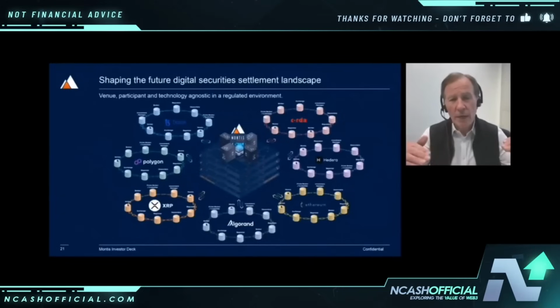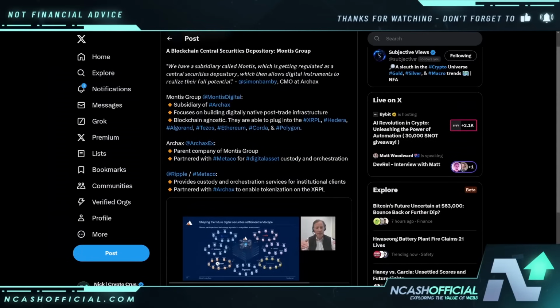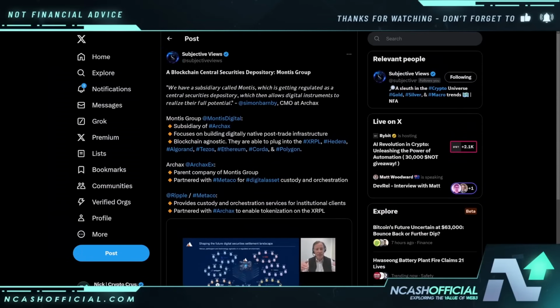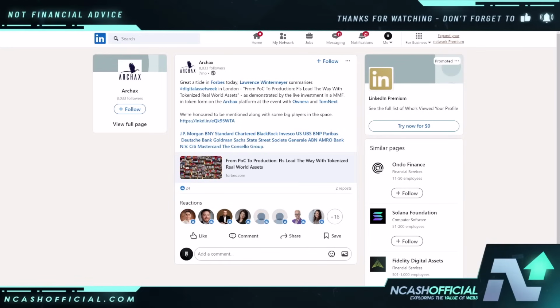Here you have the full breakdown. Venue, participant and technology agnostic in a regulated environment. You have Montes at the center point. You have Algo there, Ethereum, Hedera. Like, this is an absolute game changer. And it just goes to show you that we are witnessing the rise of the new financial infrastructure layers really becoming a big deal. And Archix is definitely a name that you want to focus on.